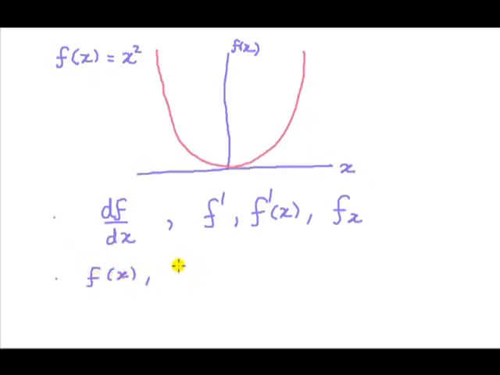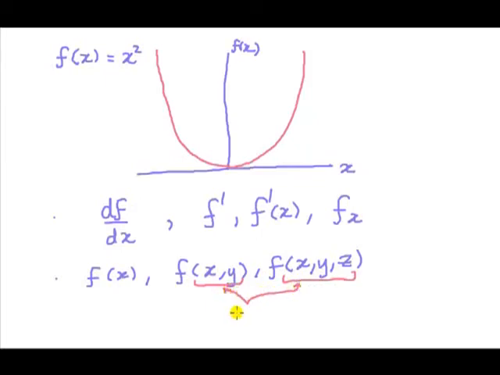But we can also talk about derivatives of functions that have more than one input. So for example, here I've got a function that has two inputs, and so on. I can have three inputs, and on and on like that. Now in the case where we are talking about derivatives with more than one input, we don't talk about derivatives, we talk about partial derivatives.